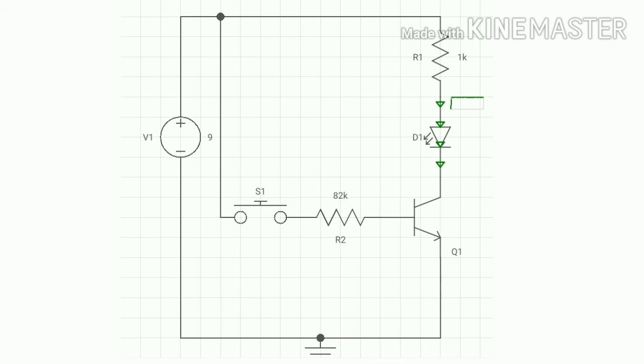So current is flowing through the diode, but it is in off condition. Let's turn on the LED. So we have turned on the transistor, the LED is glowing and we get 6.7 milliampere.